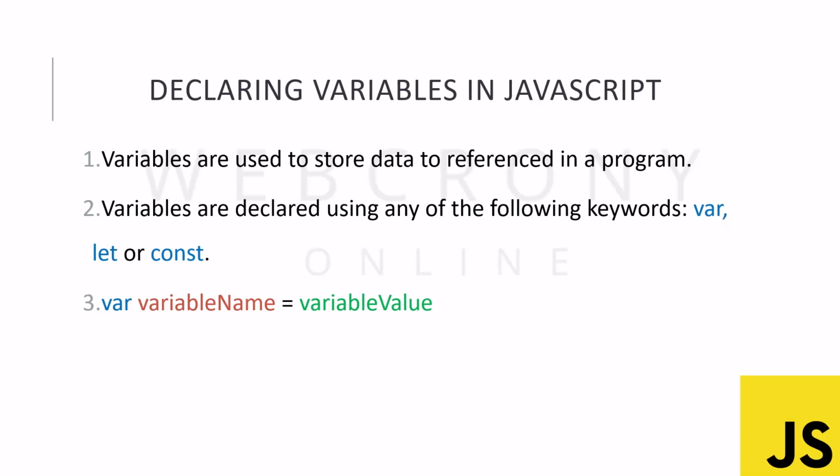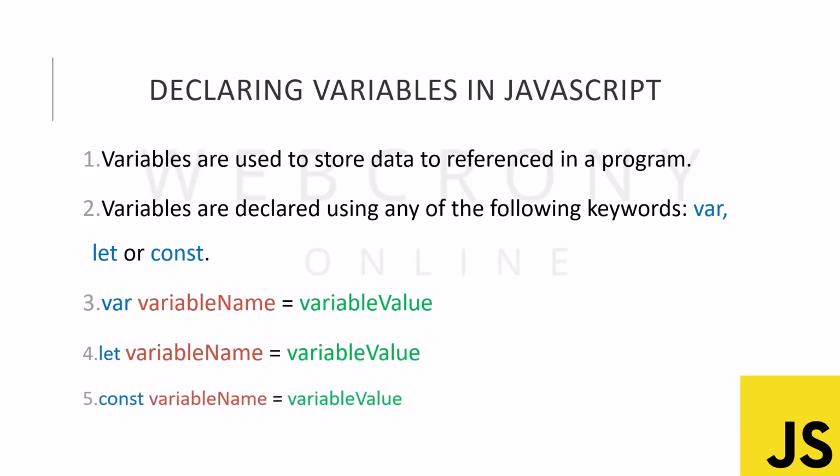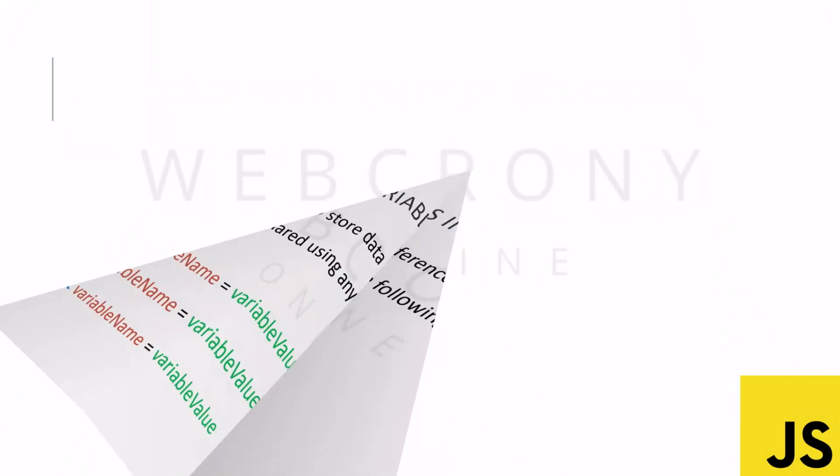So as you can see, we have var variable name equal to variable value. The next one is let variable name equal to variable value, and the last one is const variable name equal to variable value. So that is that.